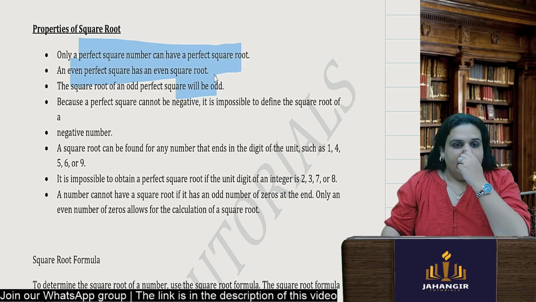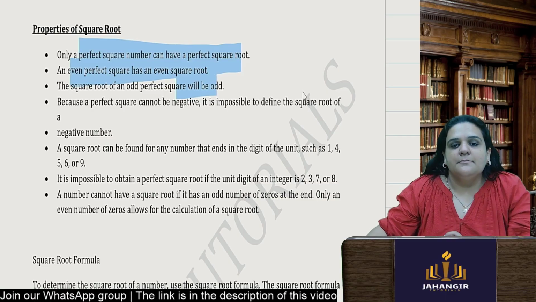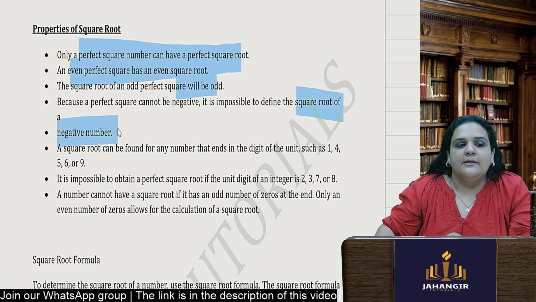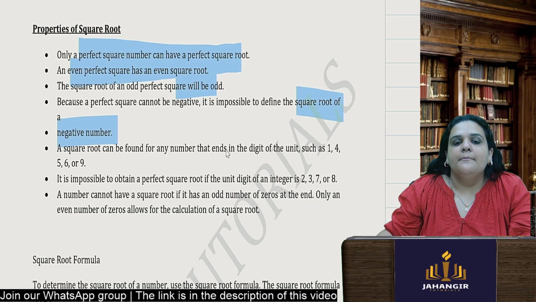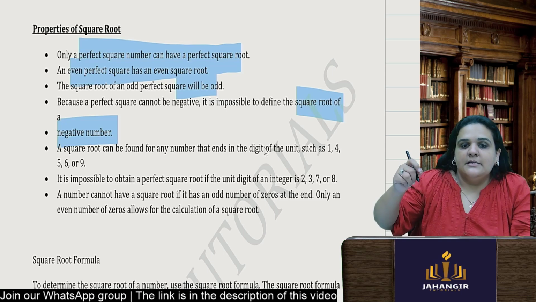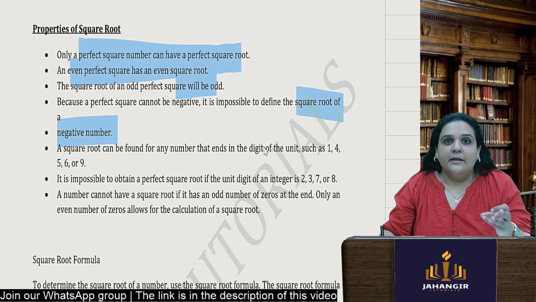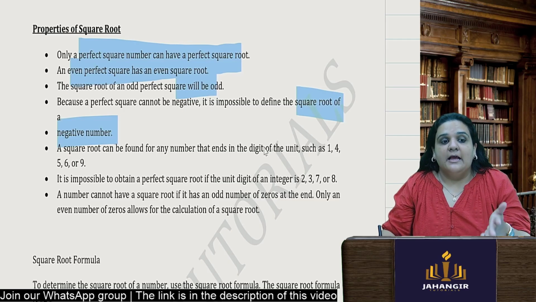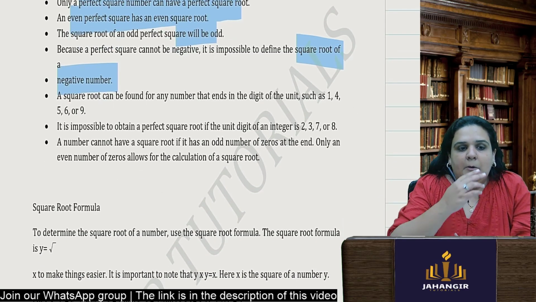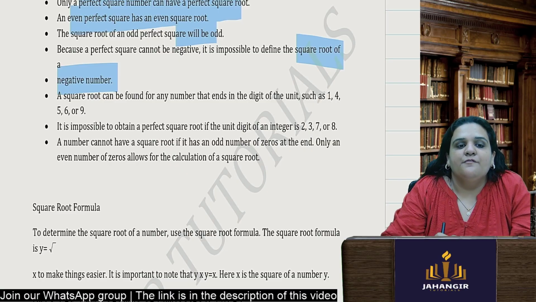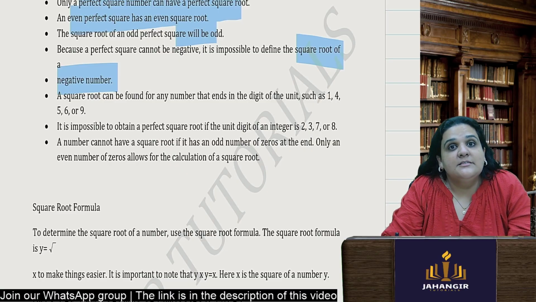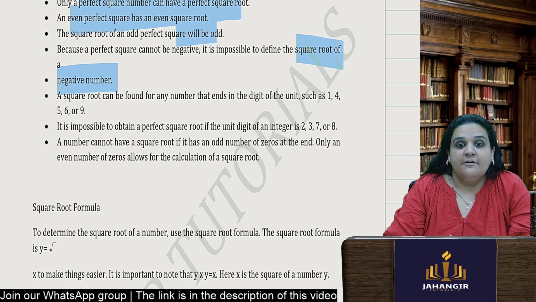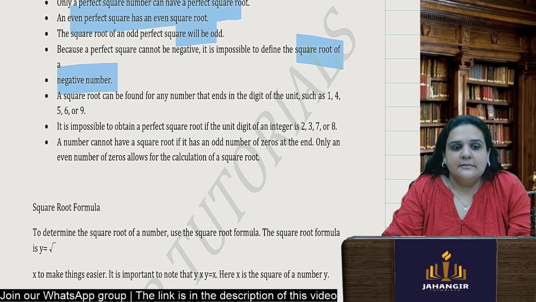Because a perfect square cannot be negative, it is impossible to define the square root of a negative number. A perfect square root can be found for a number only if the digit in the units place is 1, 4, 5, 6 or 9. It is impossible to find the perfect square root if the units digit is 2, 7, 3 or 8. It cannot be found.